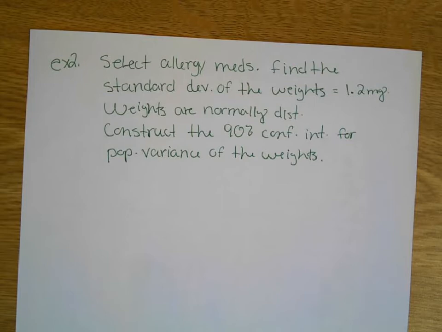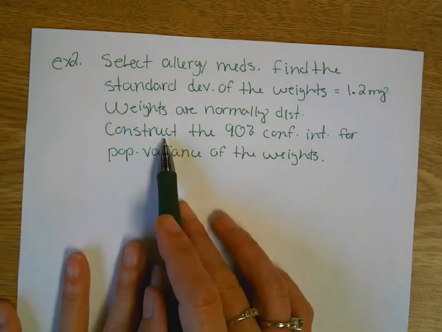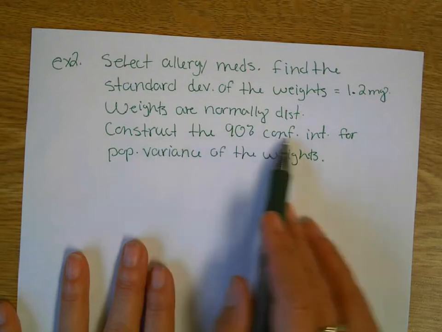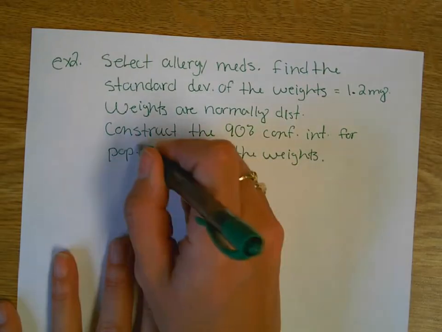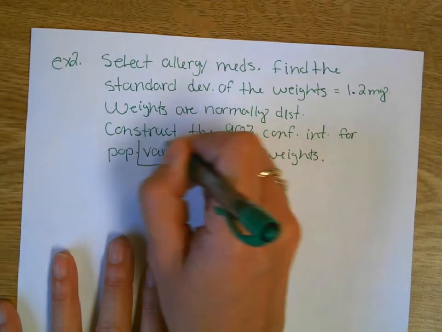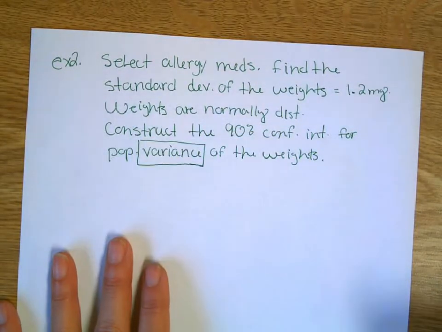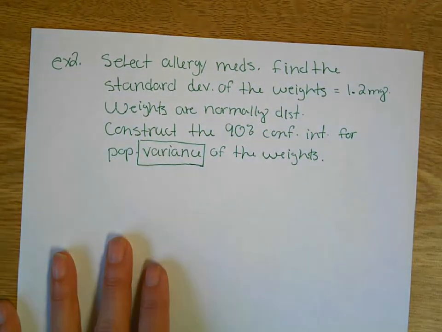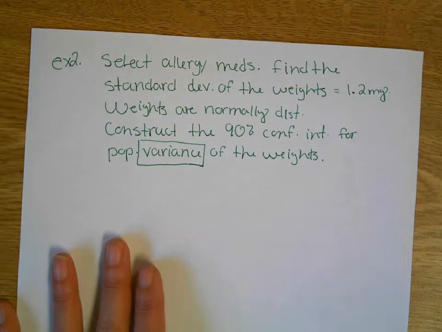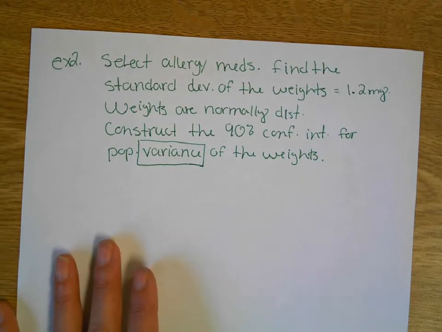So let's see what the variance of the weights would be for all of these allergy meds based on this sample. So again, how are we gonna know on the test Friday which section to go to? Well, you read what confidence interval you're trying to find. Construct the 90% confidence interval for the variance. Doesn't say means, doesn't say proportions, says variance. That tells you to come here. So now you know you're just going to follow that little plug and chug formula.